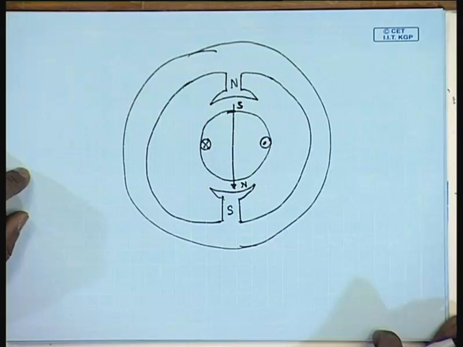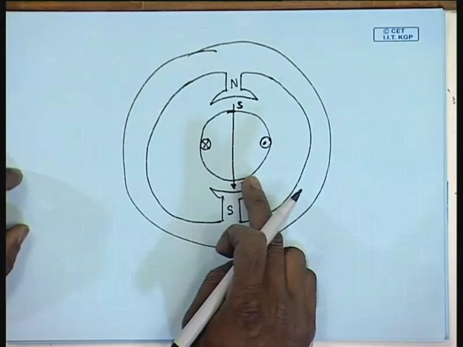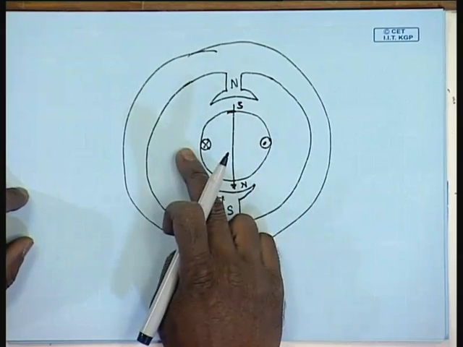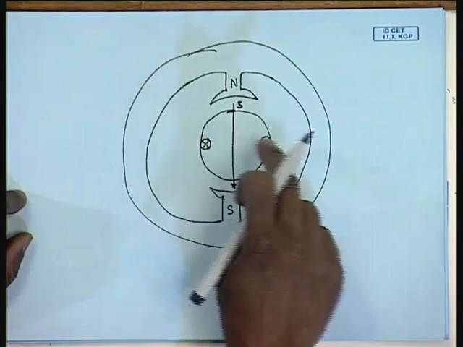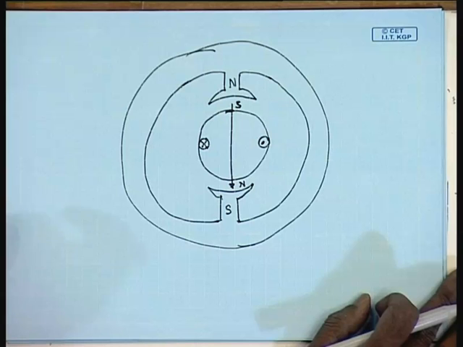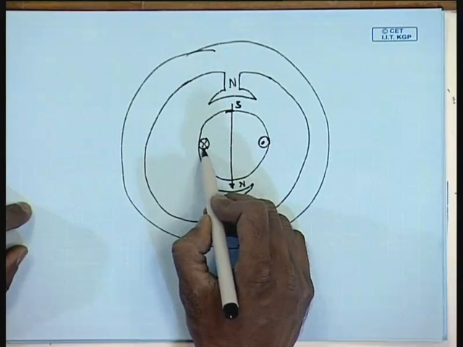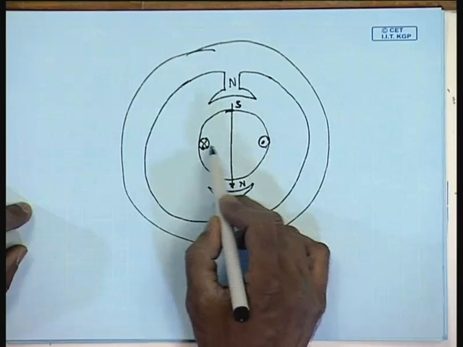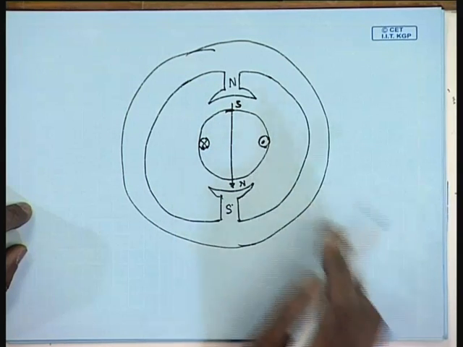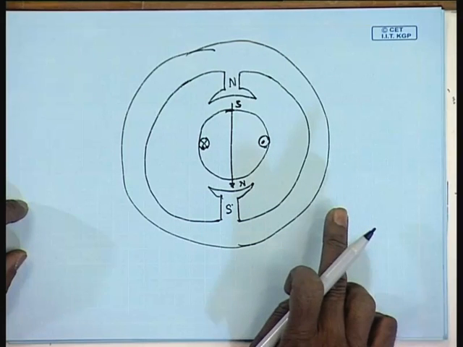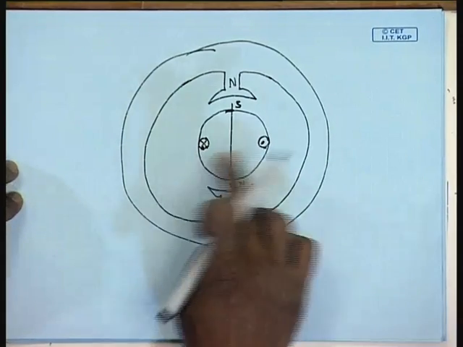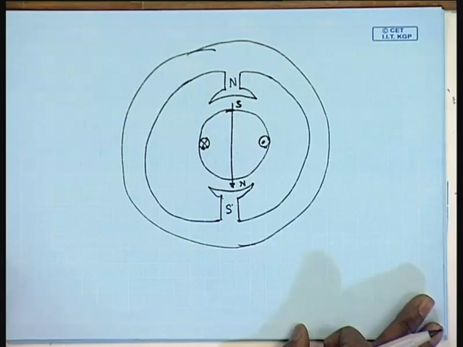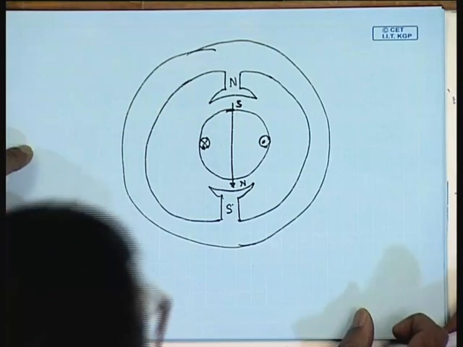If we want to make this rotation continuous, we will need to change either the polarity of this or the polarity of this. In a DC machine, it is the polarity of the rotating conductor that is changed. That is, at this point we make this a dot and this a cross, so that the repulsive and the attractive forces continue in the same direction. The device by which this change of polarity is effected is called a commutator. So, let us see how a commutator will be placed.